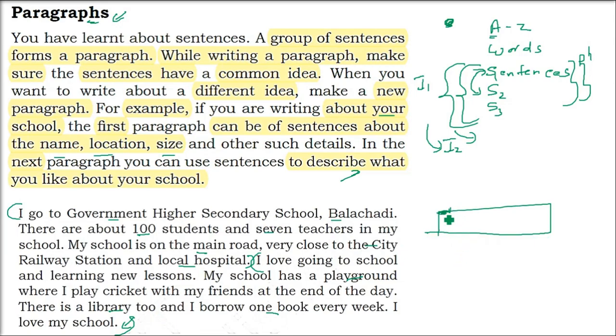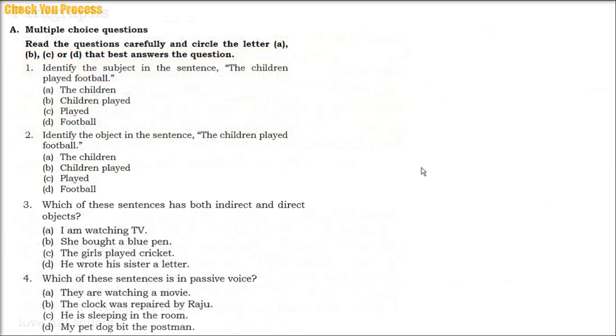In a paragraph, normally we leave certain spaces, and then we start. This is just a formal way of writing. If you don't do it, it doesn't matter, but if you do it, it will look good. There are certain spaces being left.